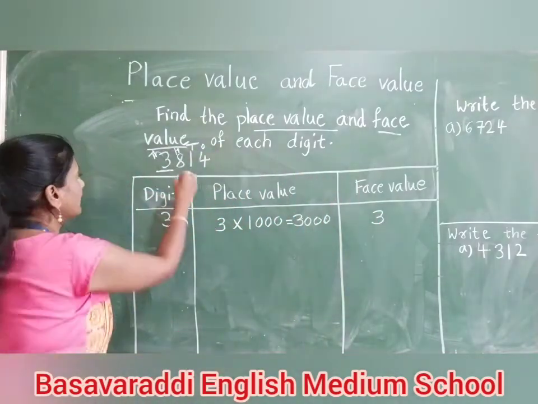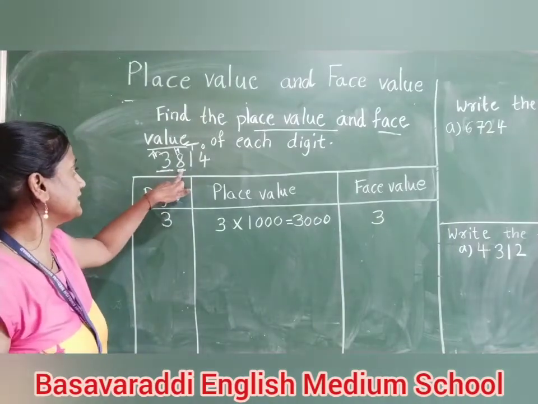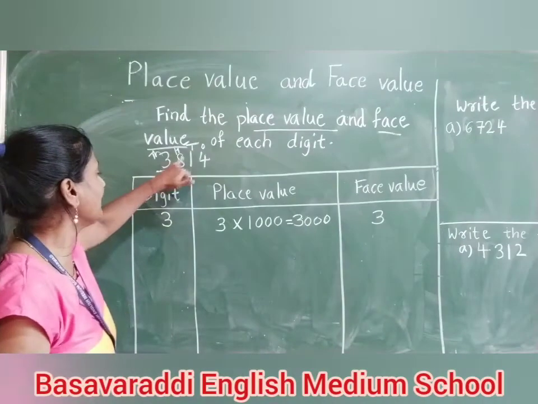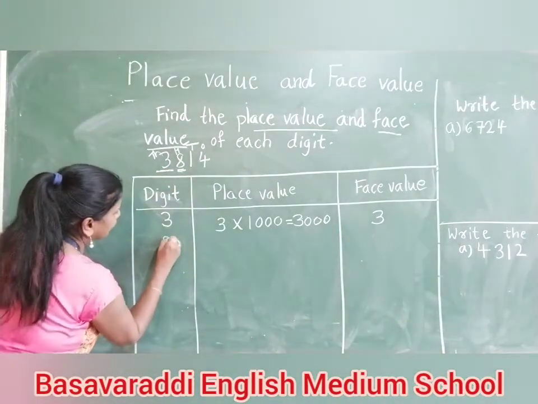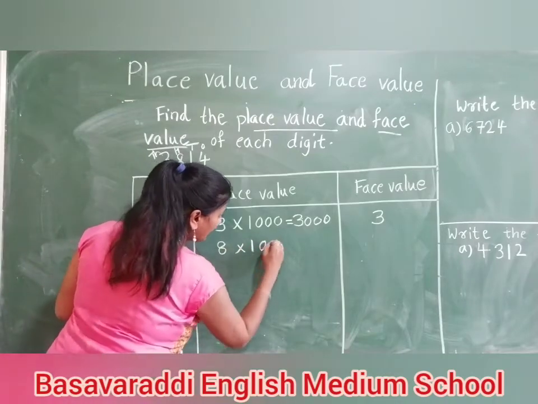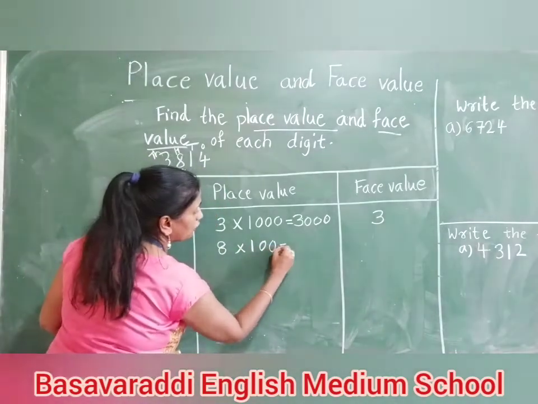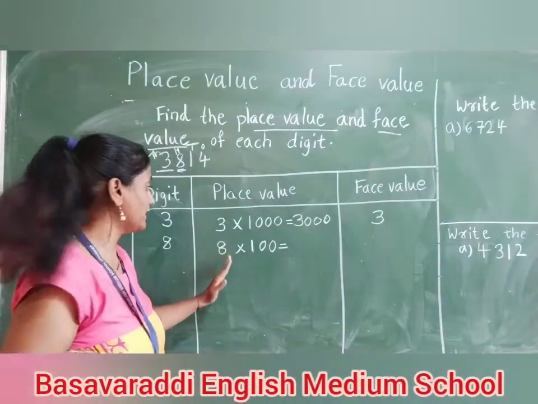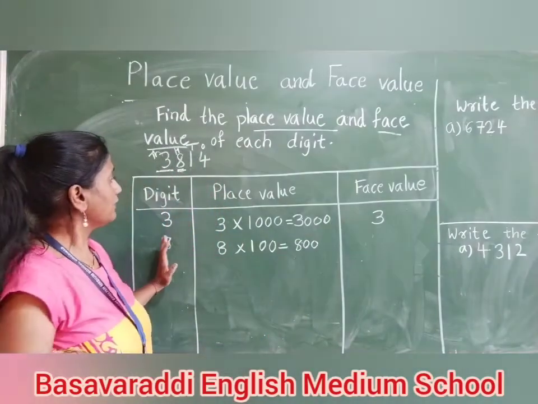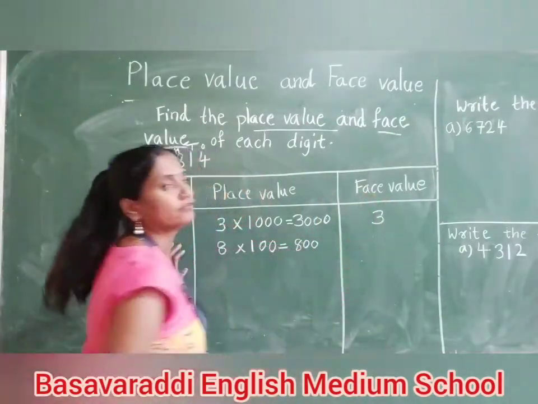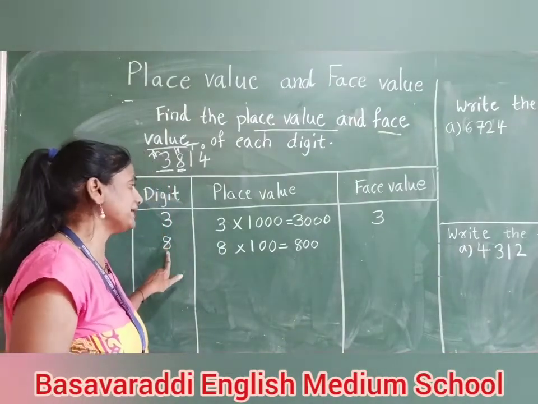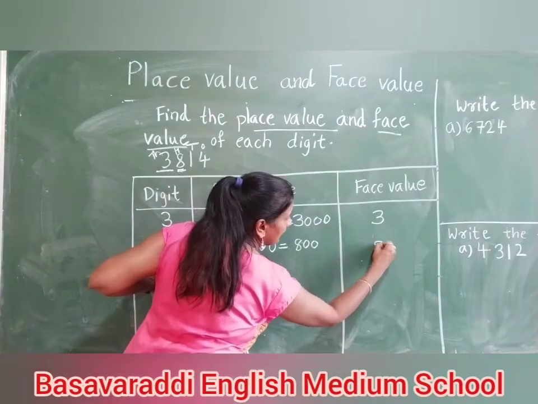Now we will move on to the digit 8. The digit 8 is in the 100's place. For place value, 100 means we are multiplying by 100, so 2 zeros come. So 8 into 100 is 800. Now we are finding the face value. Face value means the number itself, so the face value of 8 is also 8.